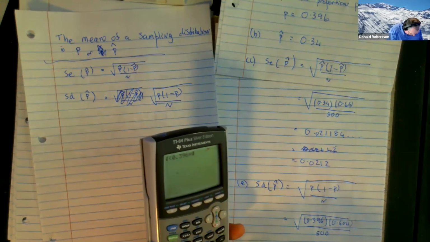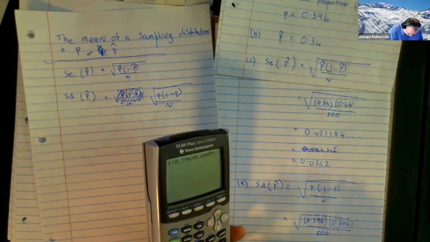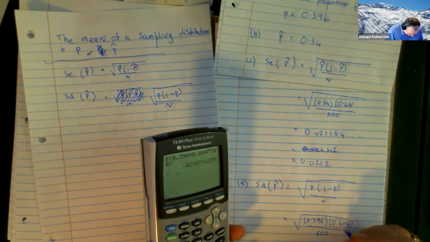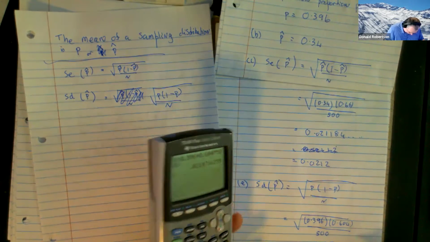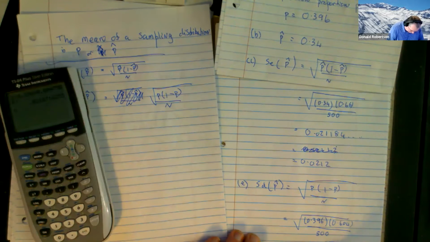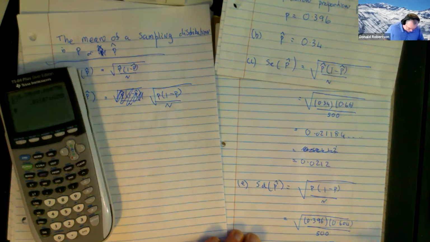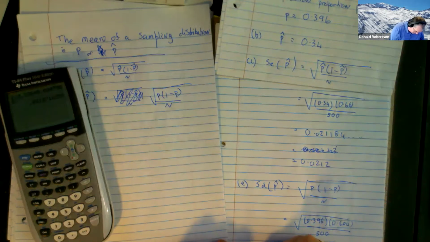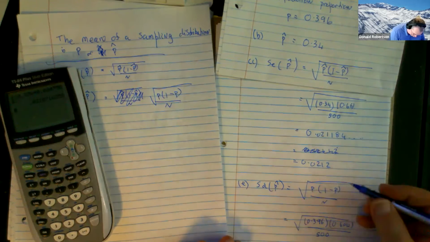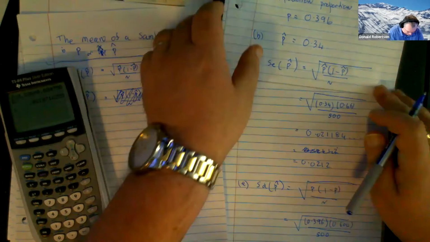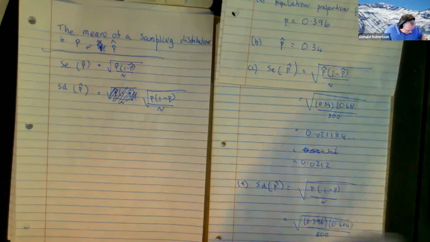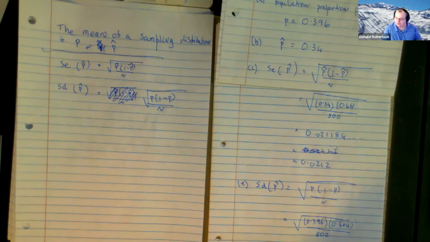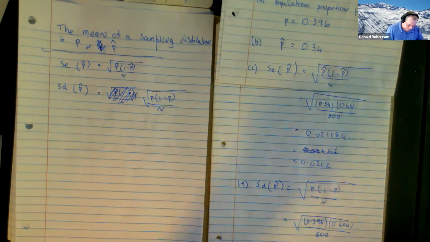0.396 times 0.604 divided by 500. Okay, and that is 0.02187 and stuff. And to 4 decimal places, that's 0.0219. So the standard deviation uses P. The standard error uses P hat. Get that in my head. Standard deviation uses P. Standard error uses P hat. So hopefully I won't get them back in front next time.